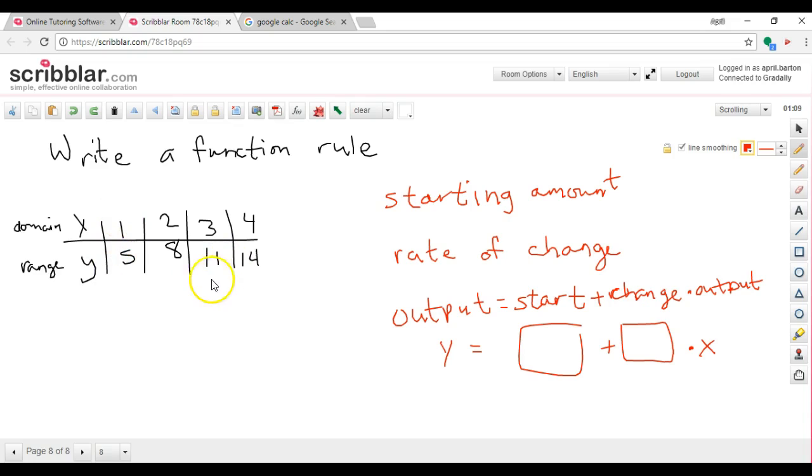So when it's just a whole bunch of data like this, it's easiest to find the rate of change first. Even though starting amount comes the first part of our problem, rate of change is easiest. And that's the difference between each set of numbers. How much do we go up by to get from a 5 to an 8? And I should specify this is the rate or the change of the y values, of the outputs.